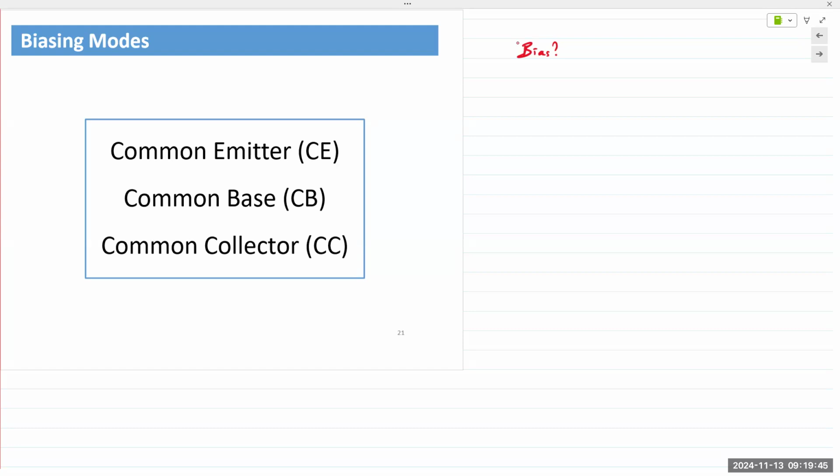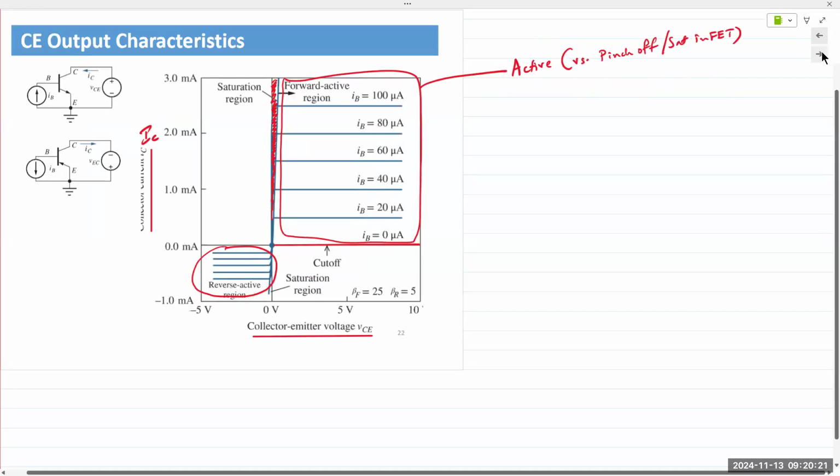Remember Q point, right? We set a fixed operating point for our device by using external energy sources, external resistors, to force that device to operate within a certain region or a certain fixed point. So we can describe it as external circuit constraints. External circuit constraints.